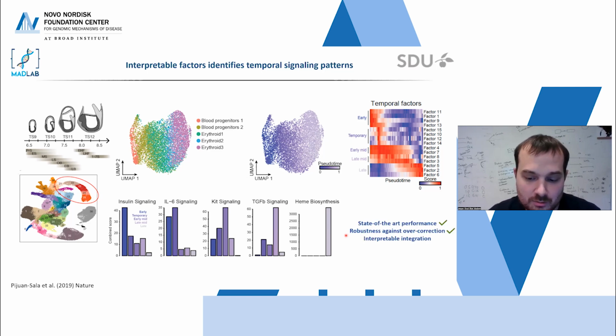So if we then go back to these goals that we had going into this, I would say that, in my opinion, interpretable batch integration definitely has some merits.